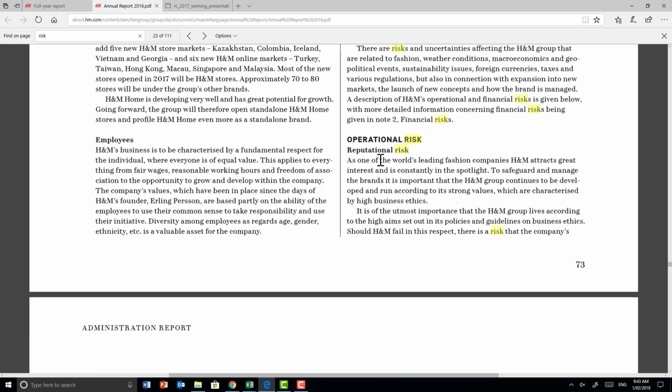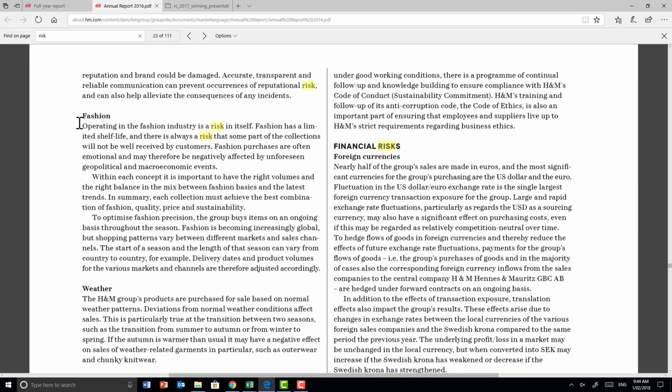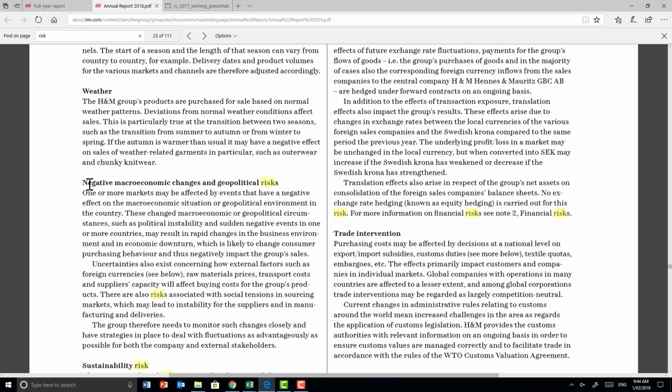So for example, under operational risks, they have things like reputational risks, in the sense that they might lose some reputational capital. And we do know, if you've been following the news, that H&M was involved in some problems with its reputation just a few weeks ago with an ad, I think in South Africa. If we go down, we have things like fashion risk, and again, this is something that is very specific to retailing, and that is basically just predicting trends poorly, so you can't sell your stock. We have things like weather risk and negative macroeconomic changes and geopolitical risks and so on.